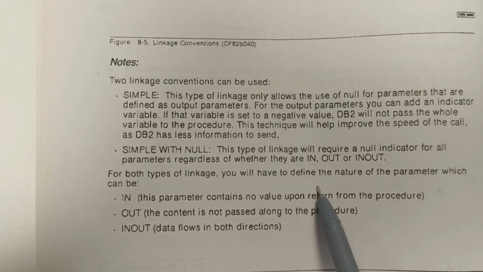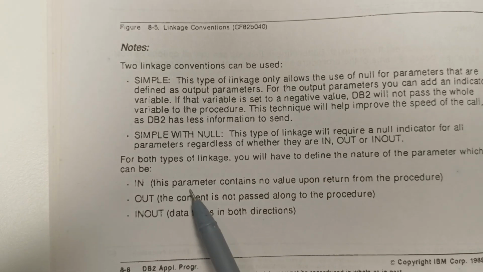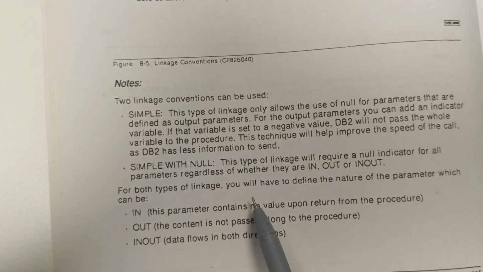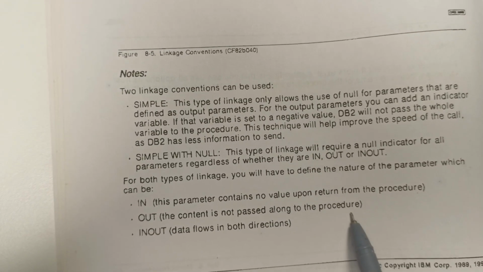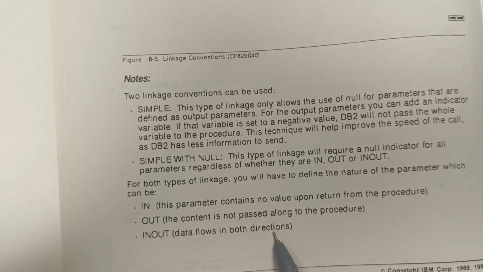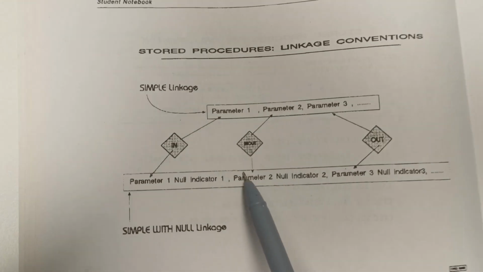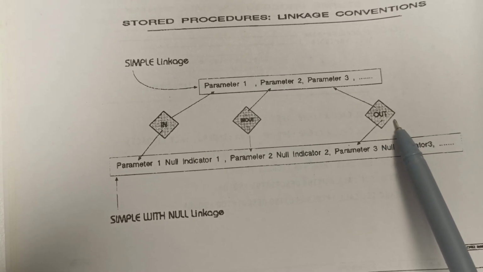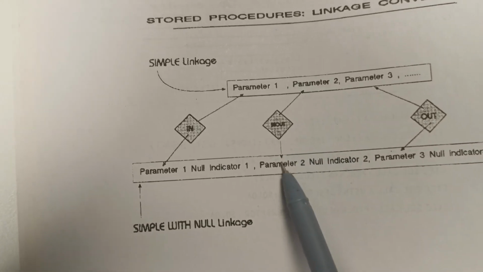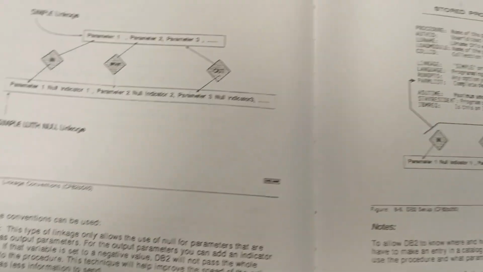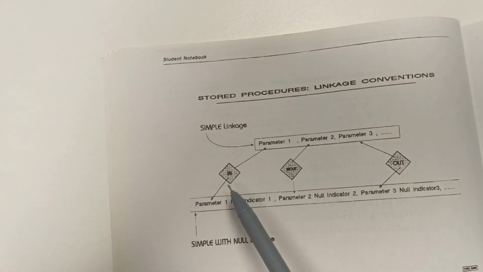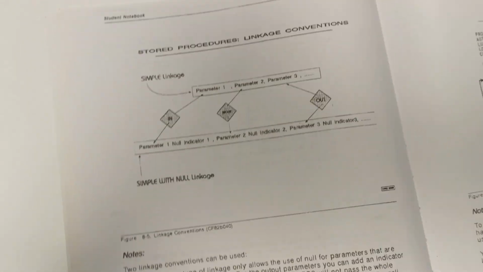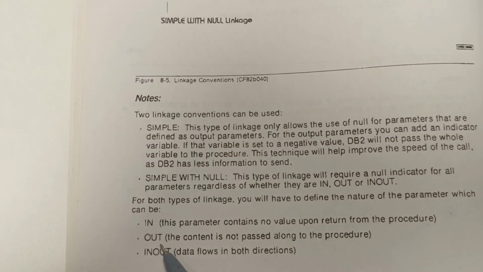For both types of linkage, we have to define the three fields. IN means this parameter contains no value upon return from the procedure; it is only for the input value. OUT is not passed along with the procedure, and IN OUT means the data flows in both directions. The parameters we pass: one is only for sending a value, one is for sending out a value, and one we can use to pass a bidirectional value. That's why we follow this standard of IN, OUT, and IN OUT. This one is bidirectional, this is single direction, and this is also a single direction field.